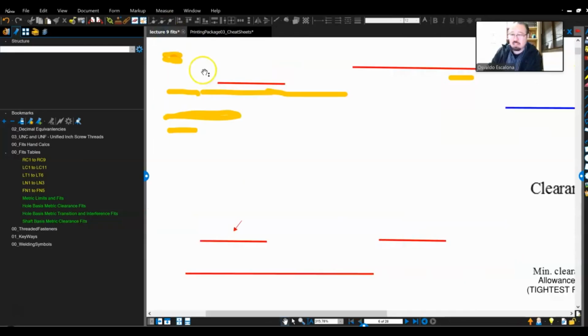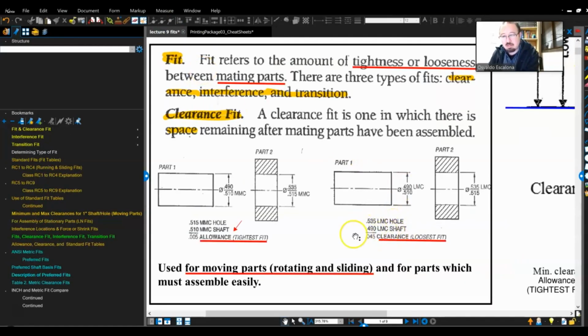And that's what you see here. This is the clearance over here. The LMCs give you the loosest condition, and it gives you a value. That means that's the wiggle room you have. Once you put it at the worst case condition, the wiggle room that will always be guaranteed for your part to assemble will be this one. And at the best condition, the wiggle room will be that one. That's pretty much what it means.